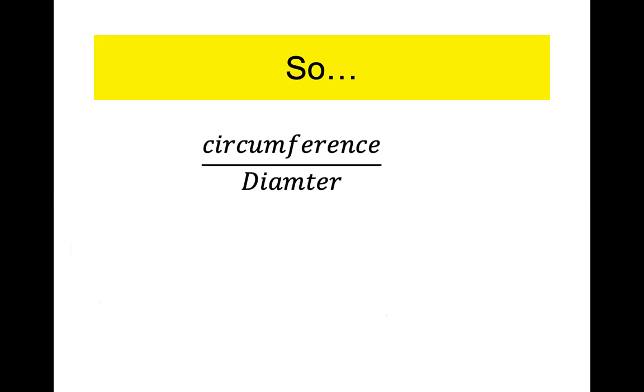All right. So listen up. Okay, so once again, it turns out that if you take any circle, measure its circumference, divide it by its diameter, you get pi. 3.1415926, and it doesn't stop ever.